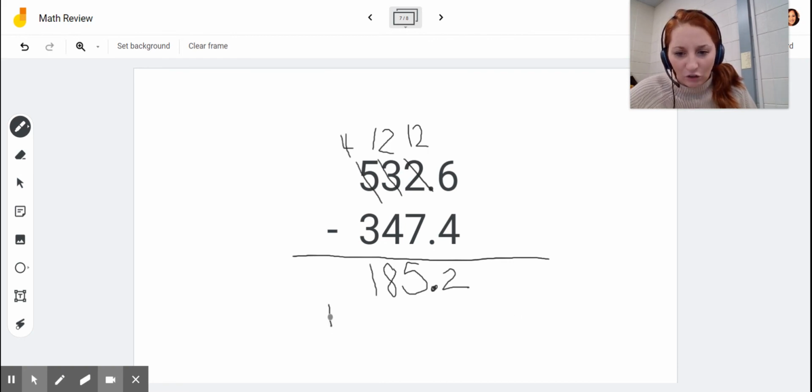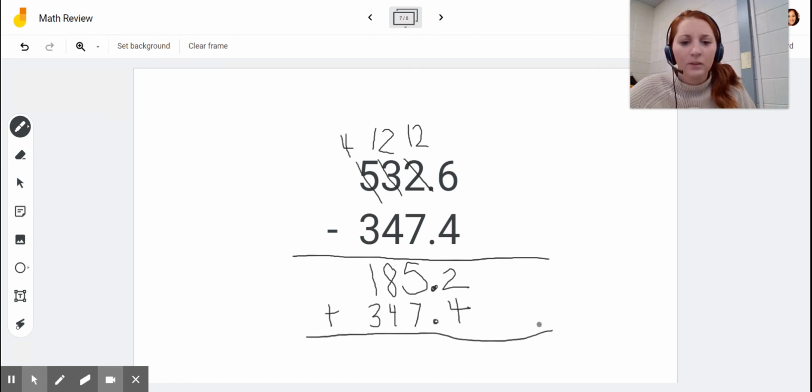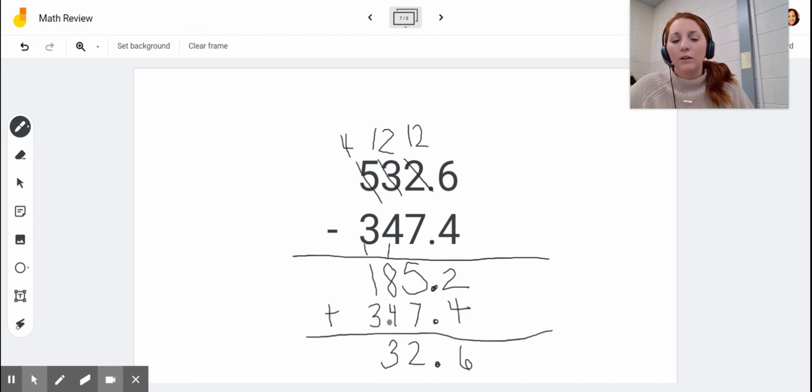Let's go ahead and check it just to be sure. I can check by adding 347. Line my decimals up. That's always really important. 2 plus 4 is 6. 5 plus 7 is 12. 8 plus 4 is 12, plus 1 more is 13. 3 plus 1 gets me 5. When I get the same answer here, I know that my difference was correct.